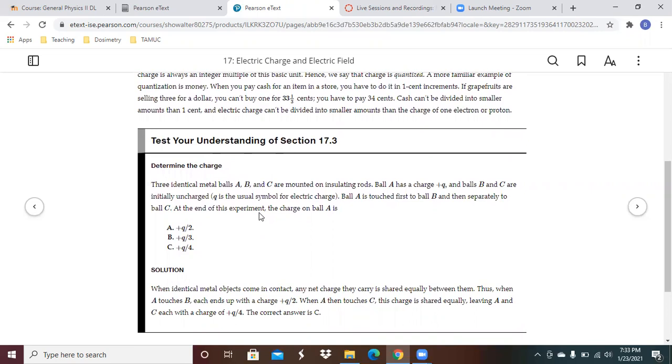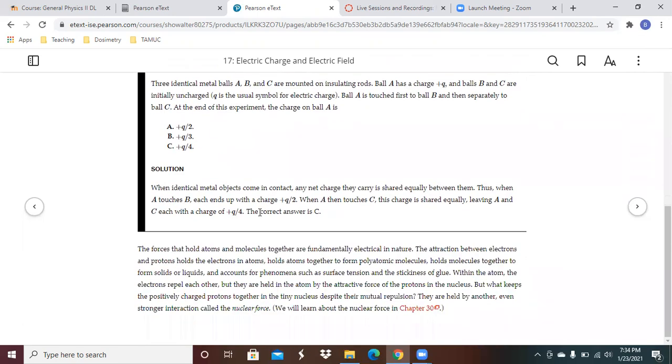A familiar example might be if you go to pay cash for an item in a store, you have to do it in 1 cent increments. If grapefruits are selling 3 for $1, you can't buy one for 33 1/3 cents because who's got 1/3 cent? You can't divide it any more cleanly than that. And it's the same way with electricity.